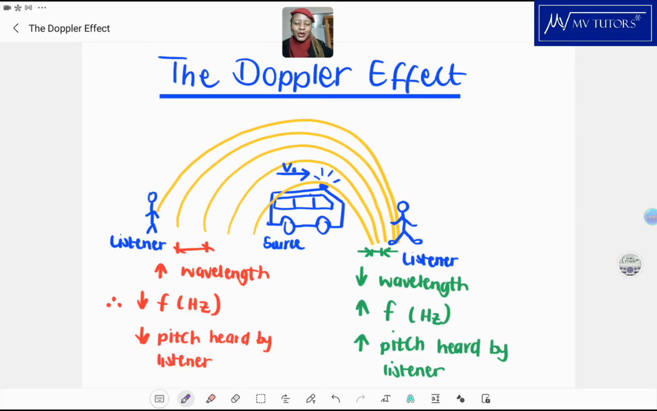I'm Tsulu and I'll be looking at the topic of the Doppler effect that forms part of your paper 1 physics exam.